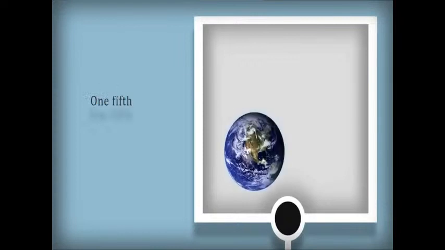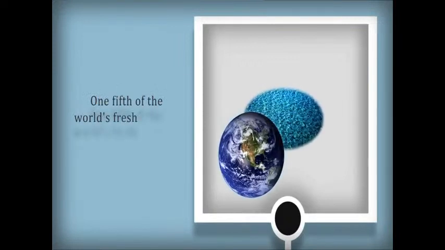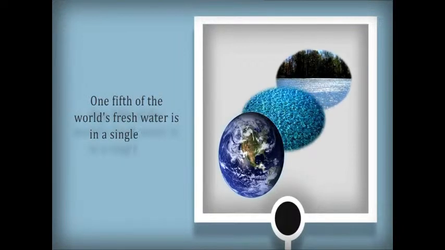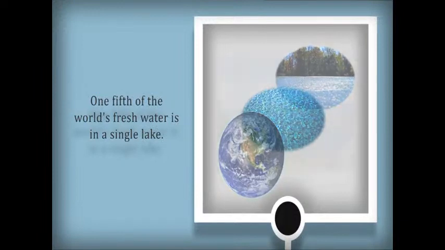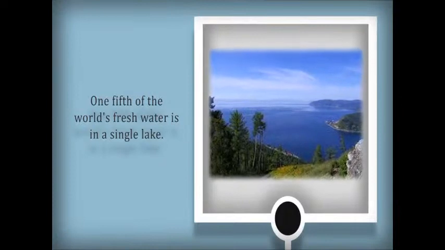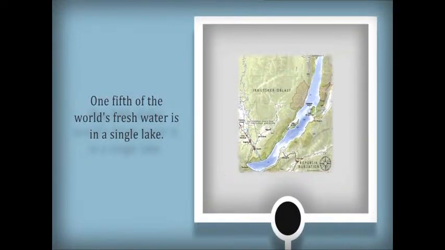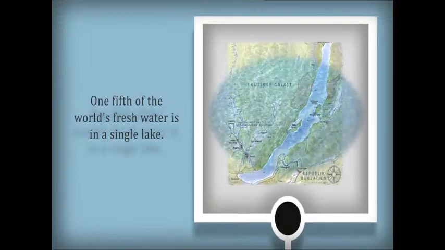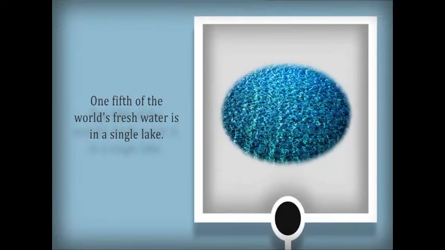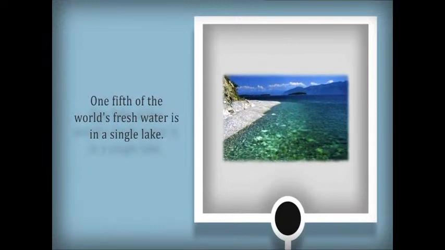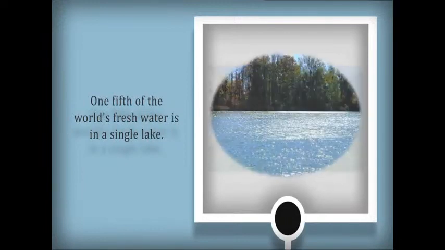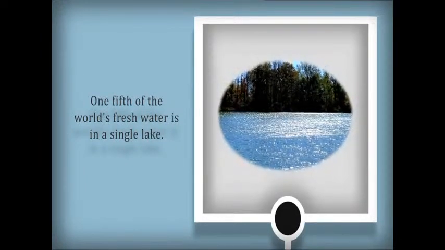Did you know that one fifth of the world's fresh water is in a single lake? Lake Baikal in eastern Siberia is the oldest freshwater lake on Earth, originating some 25 million years ago. It is also the world's largest volume of fresh water, some 23,000 cubic kilometers of it, which means that Lake Baikal contains about one fifth of all the fresh water on the planet.